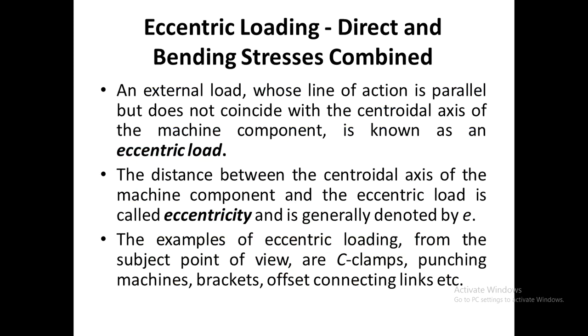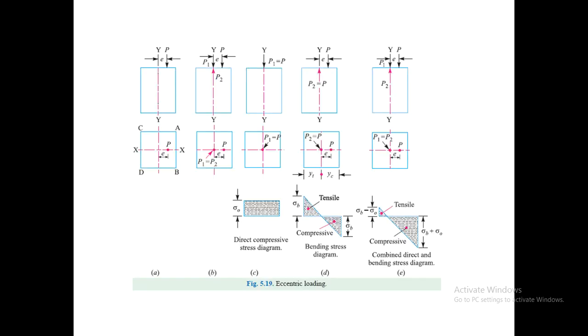Generally, when a load acts parallel to the centroidal axis of a machine component, that particular load is said to be an eccentric load. Generally, it is denoted by the alphabet E. Here in this picture we can see the eccentric load P acting on a rectangular body. P1 is the normal load acting along the central axis. P is the eccentric load acting at a distance E away from the central axis, but still parallel to the central axis. Here we can see the stress diagram.